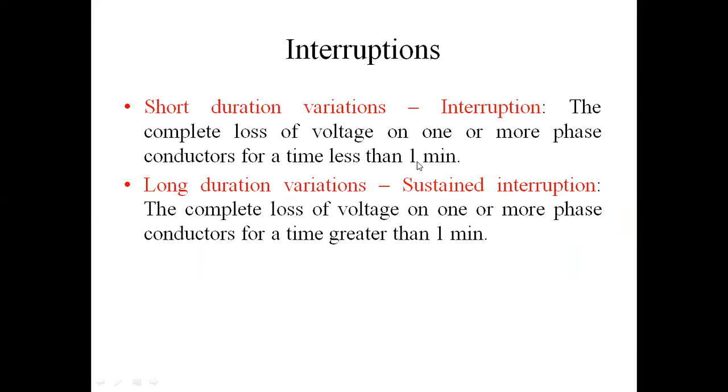Voltage sag and voltage swells. Next, interruptions. Interruptions are classified into two types. Mainly, one is the short interruption, and the second one is the long interruption. The short interruption is not the voltage decreasing or RMS voltage dropping as in sag and swell. Here interruption means the complete power voltage will turn off. The complete loss of voltage on one or more phases for time less than 1 minute.